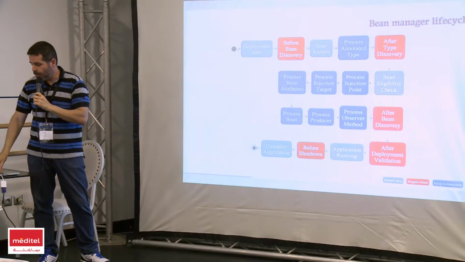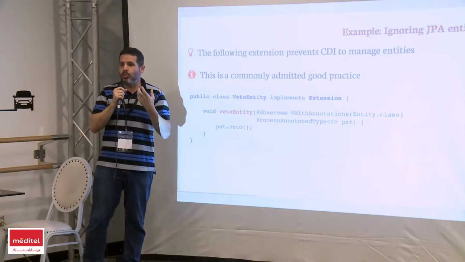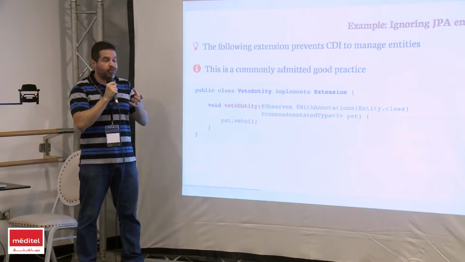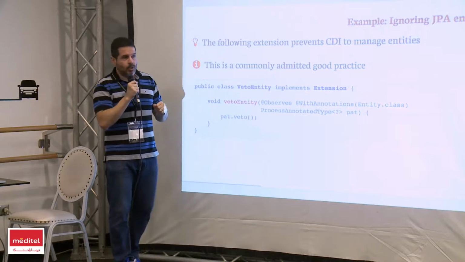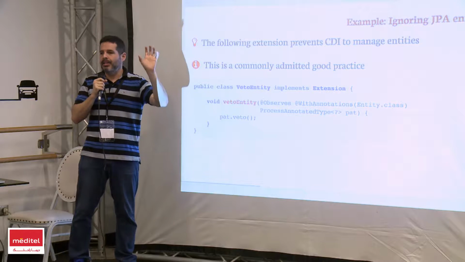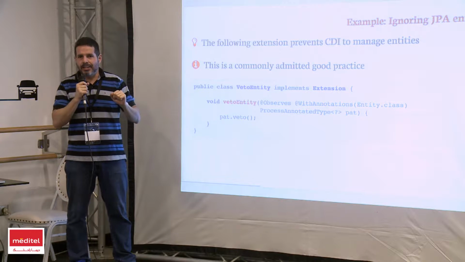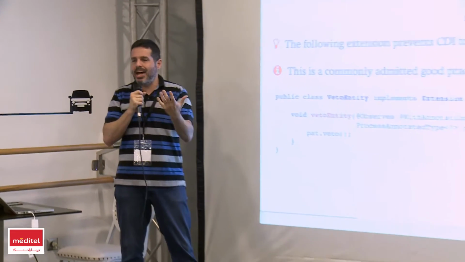So, an example here. Suppose that you want to create an extension that forbids any entity class to be injected, which is a good practice because the entities are managed by JPA. And if you inject an entity, it will also be managed by CDI. This is not a good practice, so it's a good practice to avoid it. And you can avoid it by doing an extension.